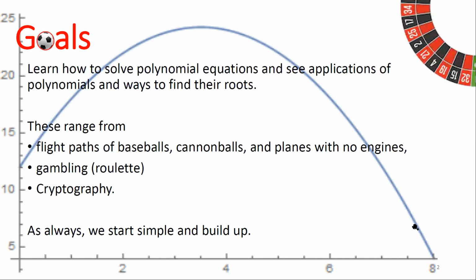There are a lot of things in life that have paths like this. The flight paths of baseballs and cannonballs actually go like this. If an airplane all of a sudden were to lose its engines, it would have a path like this as well. It would go up, and then it starts to come down.